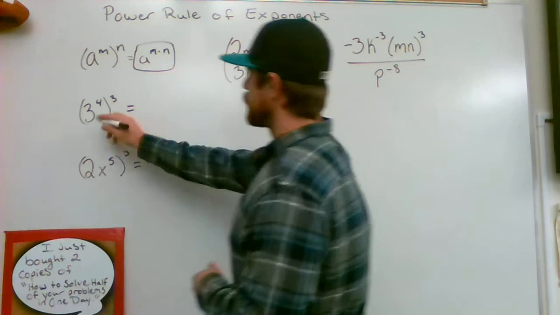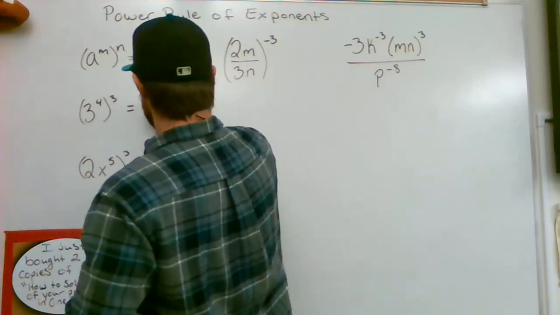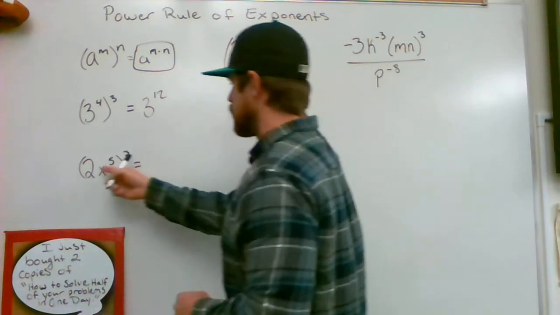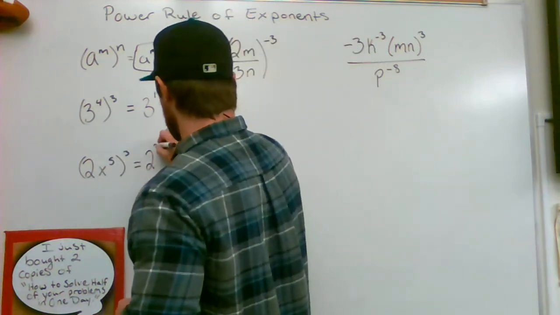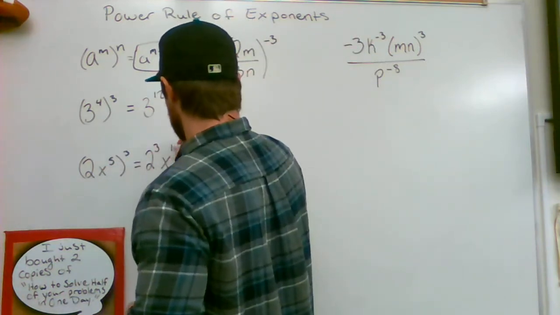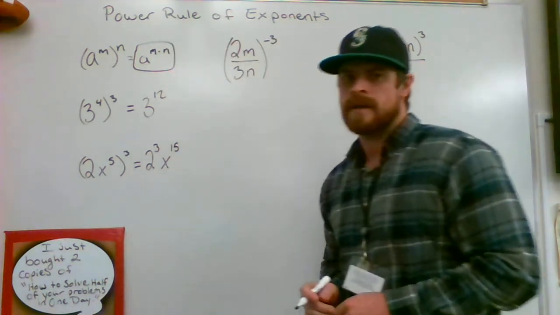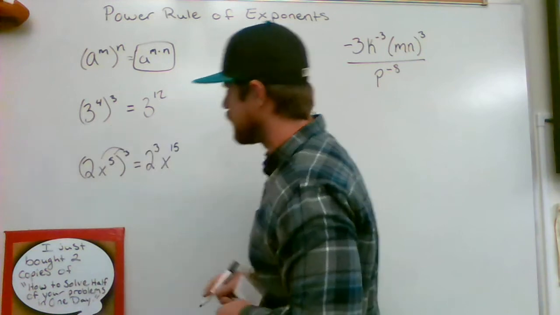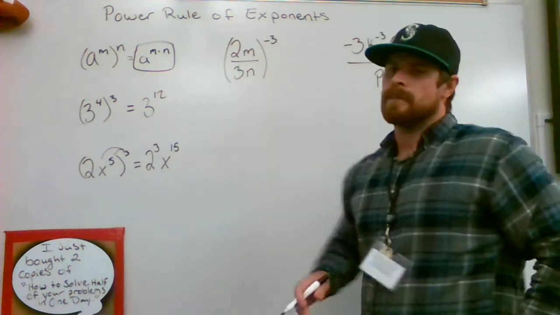So real quick, 3 to 4 times 3. Again, I don't have it in front of me, but I can solve it real fast just by multiplying those exponents. This is going to be 2 to the 3rd, x to the 15th. All right, so now you have your answers off to the side. You understand the why behind it, hopefully. Let's go to this problem.